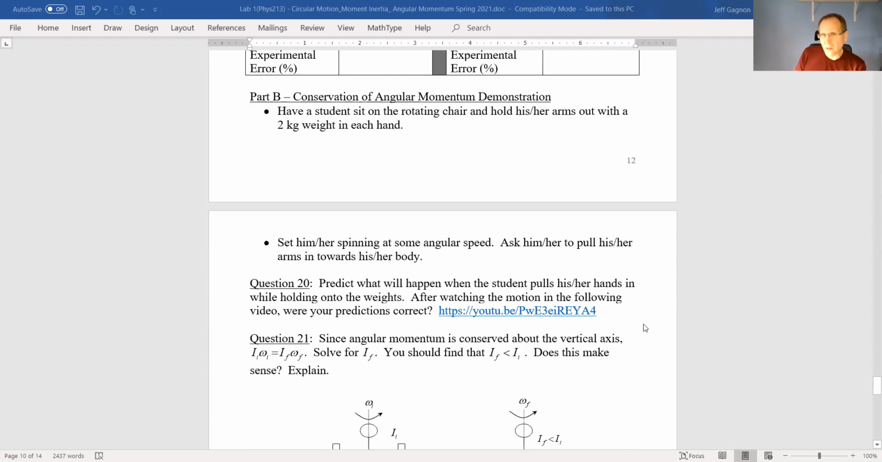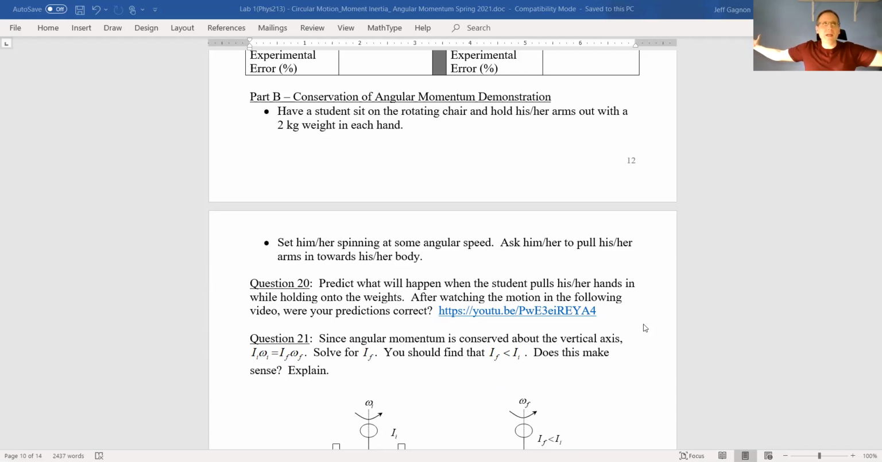And then the last part, and again, this is just sort of qualitatively, I don't want to do too much with this. This is the conservation of angular momentum demonstration with the spinning chair, okay? So imagine you have someone sitting in a chair, right? It's able to spin, and you're holding these 2-kilogram weights with your arms out to the side.